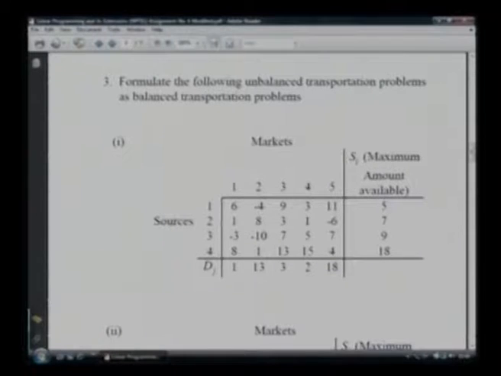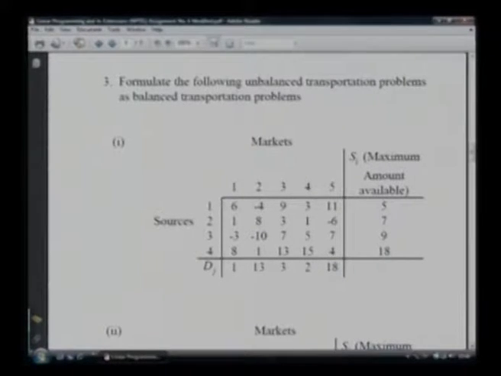Therefore, your supply constraints will be satisfied as less than or equal to, because you will not be able to use all the supplies, since the demand is less than the total supply. So, your supply constraints will be written as inequalities.